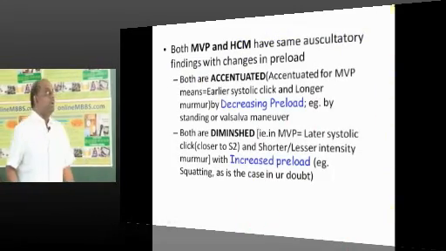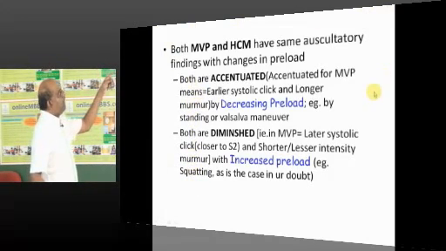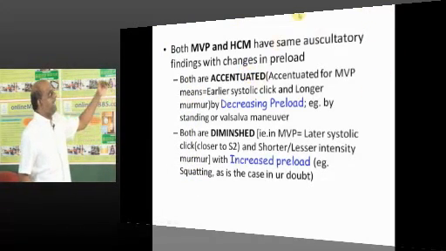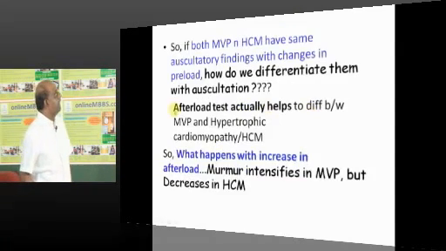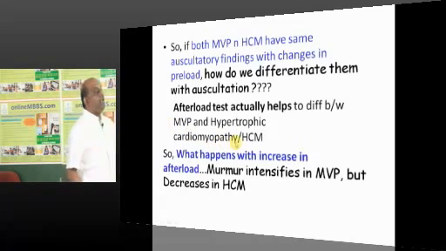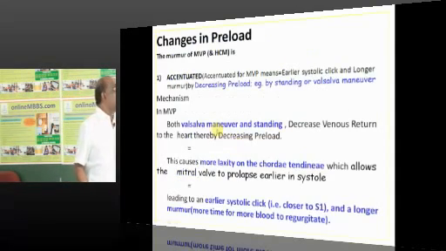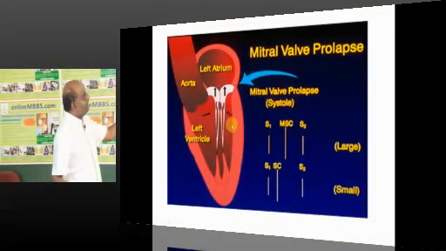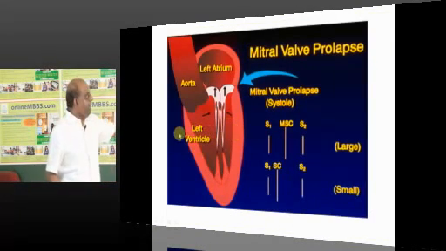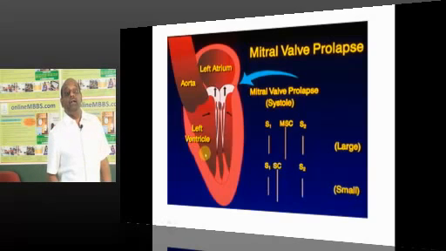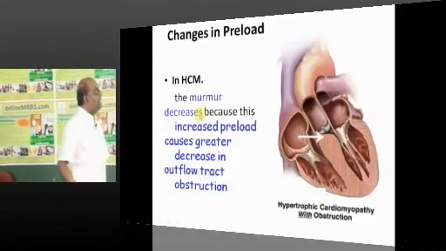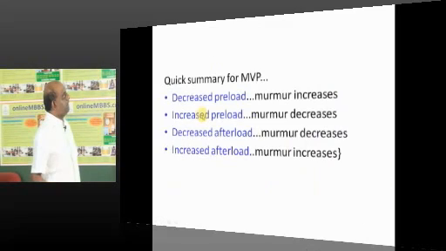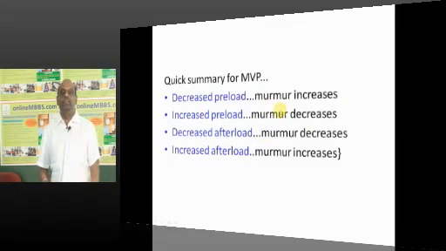So, both MVP and HOCM become accentuated with a decreased preload. Okay? Then you do the afterload, which will differentiate the two. If you increase the afterload, MVP will worsen, but HOCM will improve. That's how you fundamentally differentiate, doctor. Okay? So now let us talk about a quick summary of MVP.